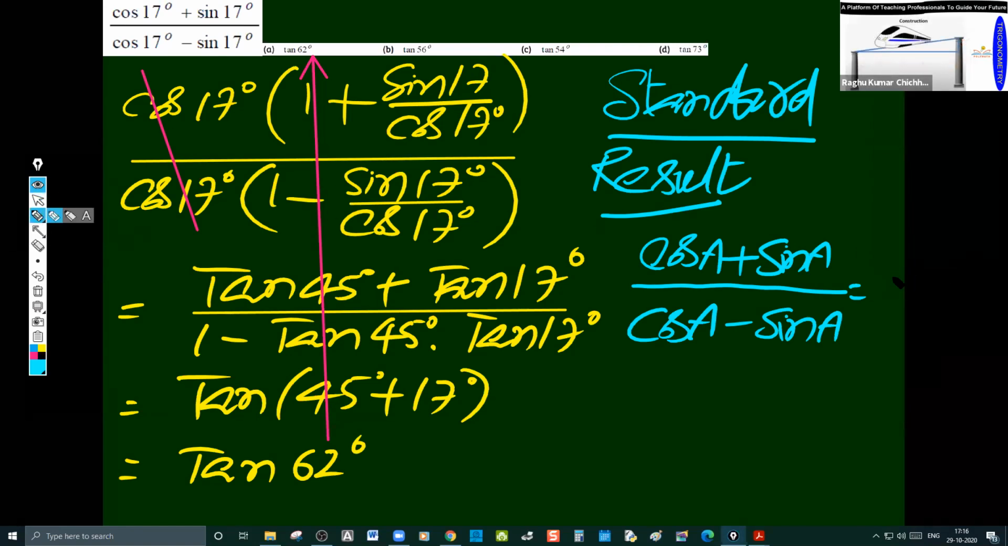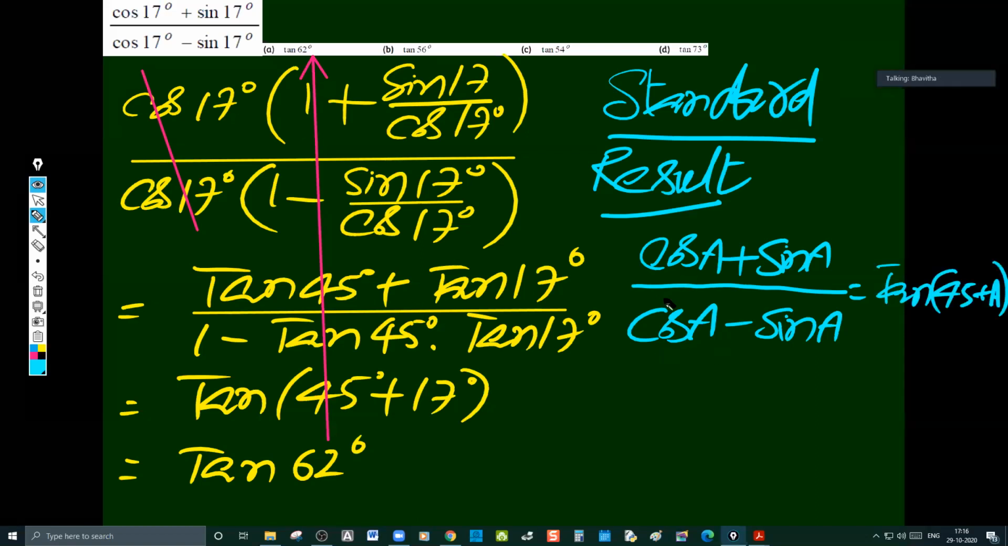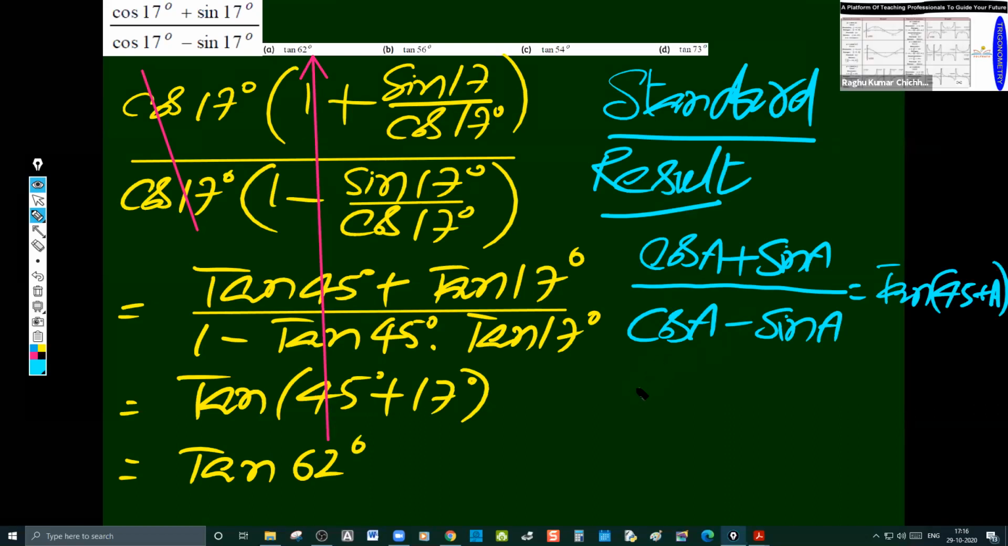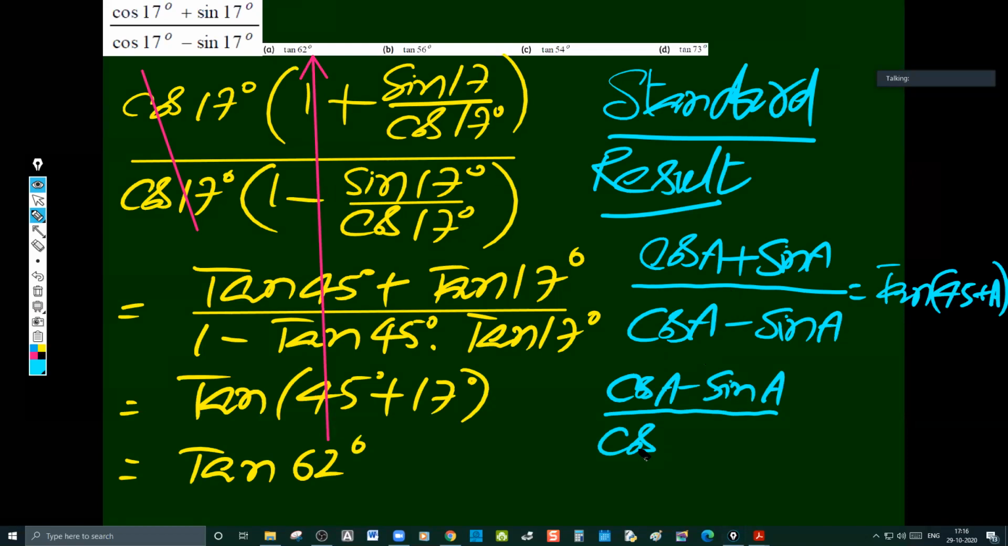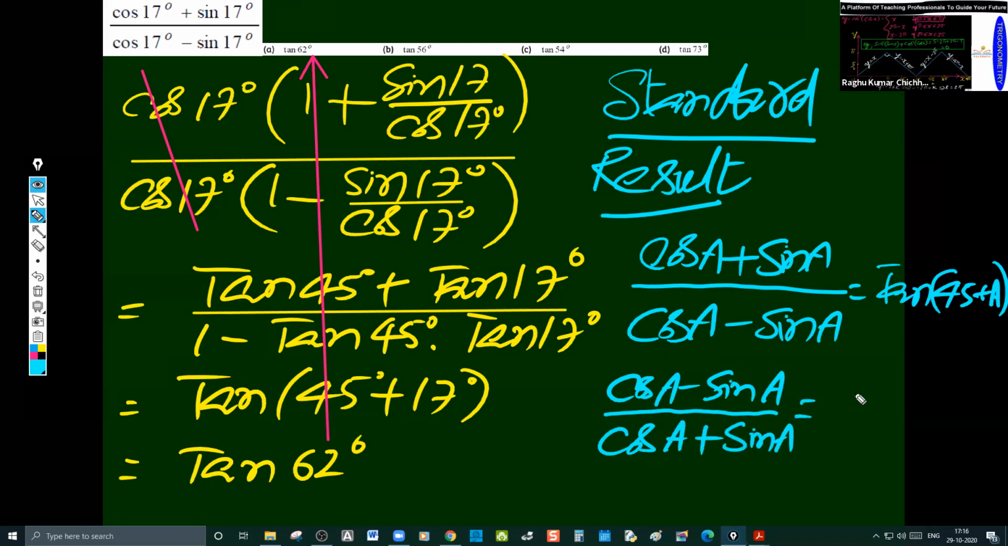Any one of you please? From the result we have got, it is tan of 45 plus theta. All right. If it is cos A minus sin A, it is just reversing, so it will be tan 45 minus theta. That's good.